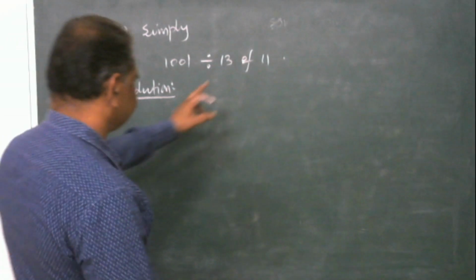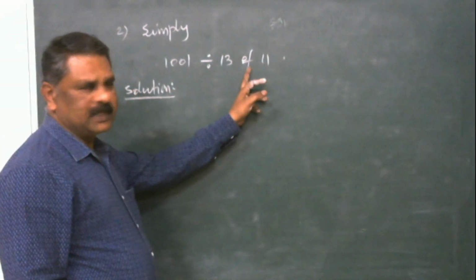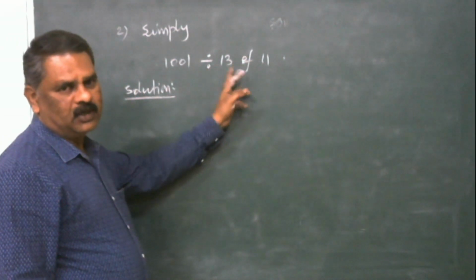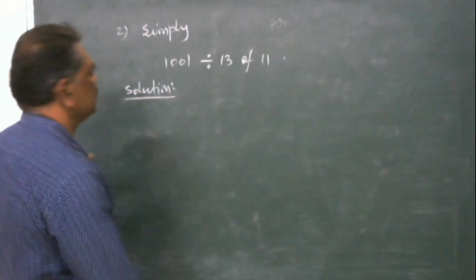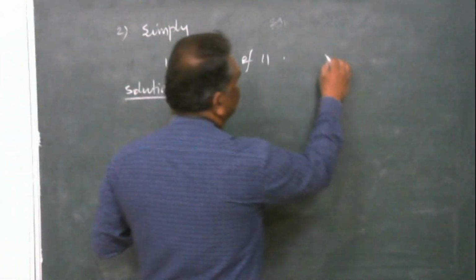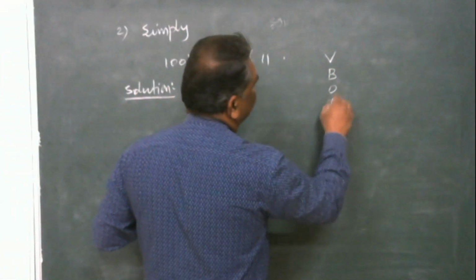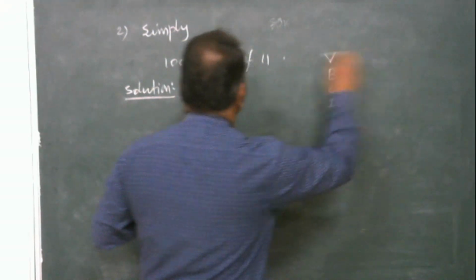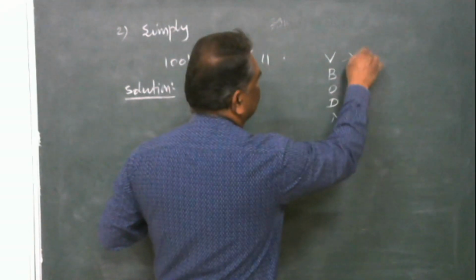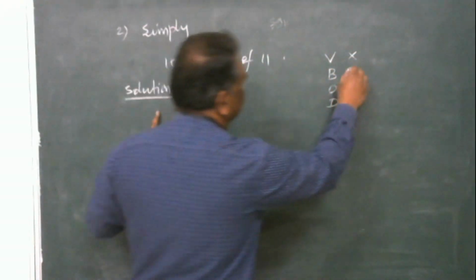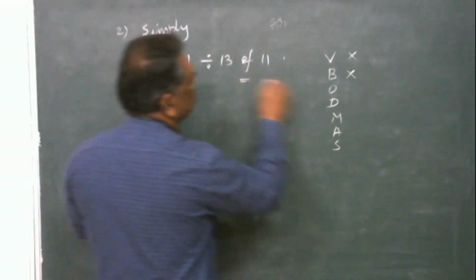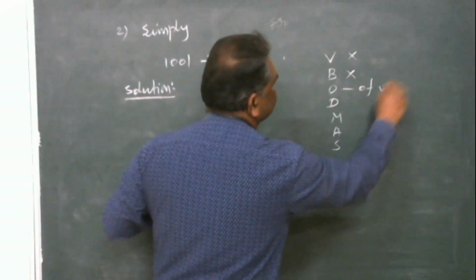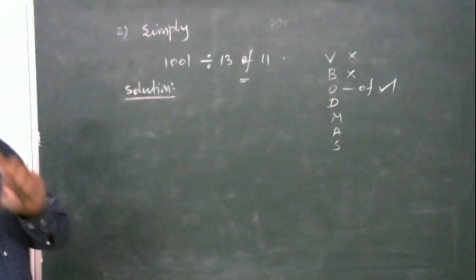So here of is there and the division is there. Only two operations are there. So first, which one to be performed? VBODMAS. First, vinculum not there, bracket not there, of is there. O stands for of, it is there. That to be performed first.